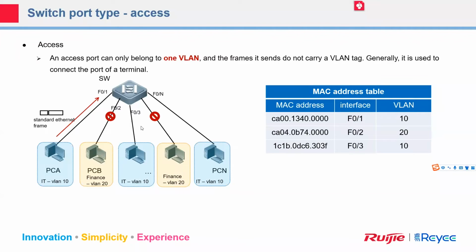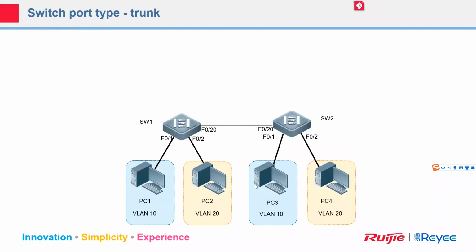About this topology, it's easy for you, right? All the terminals connect with the switch. But this is a typical topology in our real network. For example, PC1 and PC3 are in the same department, maybe the IT department, they are located on different switches, but they belong to the same VLAN. PC2 and PC4 are in the finance department and also located on different switches, in a different VLAN. Within the same VLAN, we can directly communicate with each other, but different VLANs cannot.